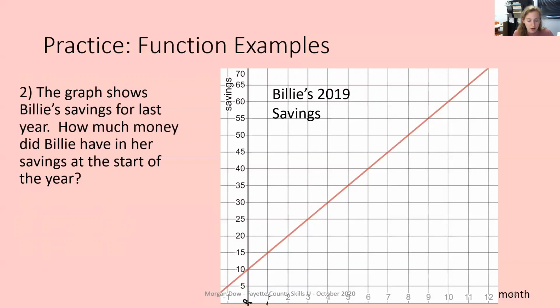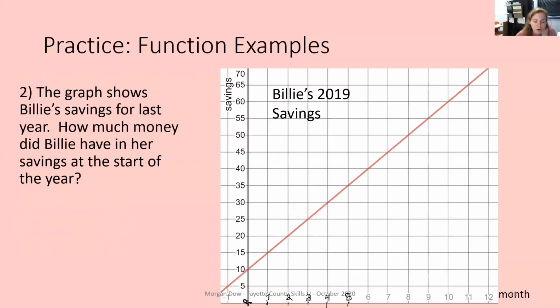And then we have our first month, which would be January, our second month, our third month, our fourth month, fifth month, which would be May, and so on. Okay. And then going up along the y-axis, we see that the y-axis represents her savings. So this is Billy's 2019 savings. Question is, how much money did Billy have in her savings at the start of the year? So before the year happened, right? Let's say New Year's Eve, you wake up on January 1st. How much money did she have in her savings account?